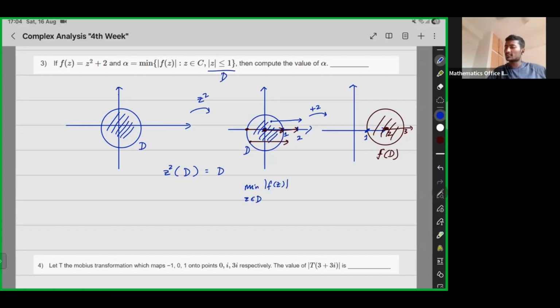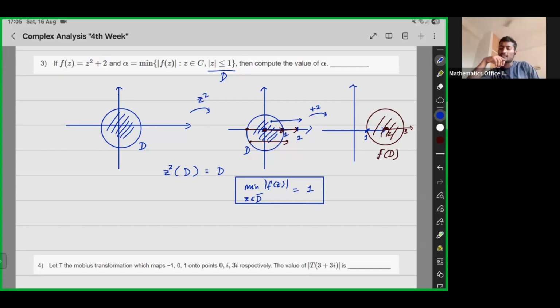So the minimum of the modulus of f, where z belongs to D, the unit disk, so this set is D bar, is equal to 1. Now this is one way. We saw the picture and it is clear that the minimum is 1. Can we have another method so that we can understand what the minimum value of this is?